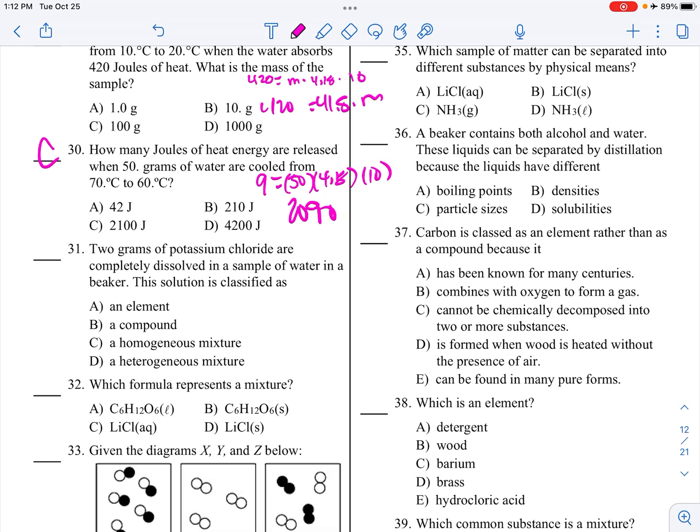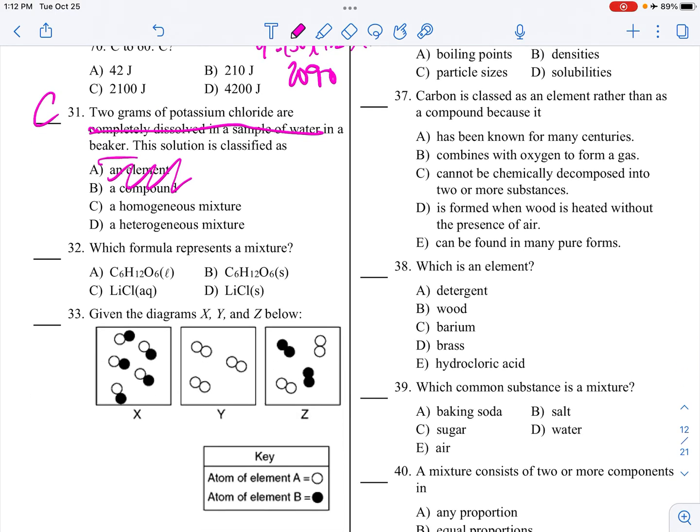2 grams of potassium chloride are completely dissolved in a sample of water in a beaker. So dissolved in water, we're making a mixture, first of all. If you're dissolving completely, it's going to be homogeneous, the same throughout. A mixture would have to be something aqueous, okay? That's lithium chloride and water.